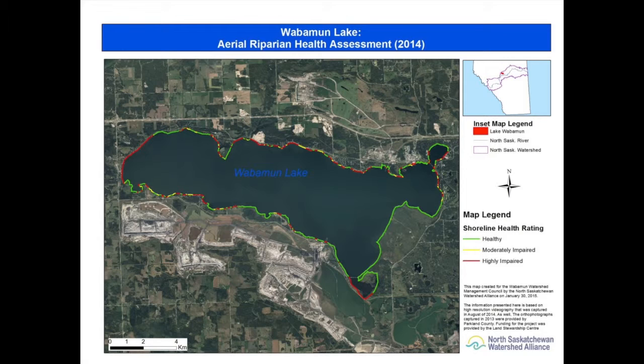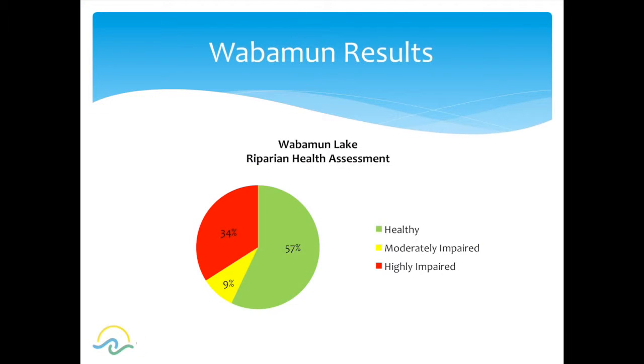It can be further broken down. 57% of the riparian area is healthy, 9% is moderately impaired, and 34% is highly impaired. In this study, we also measured items such as length of unnatural beach, 4.6 kilometers, amount of hard armoring, 5.9 kilometers, the amount of bare ground, 25.9 square kilometers.